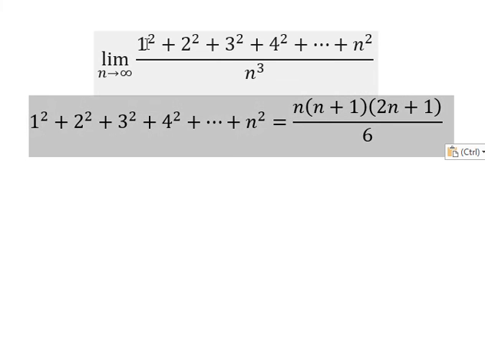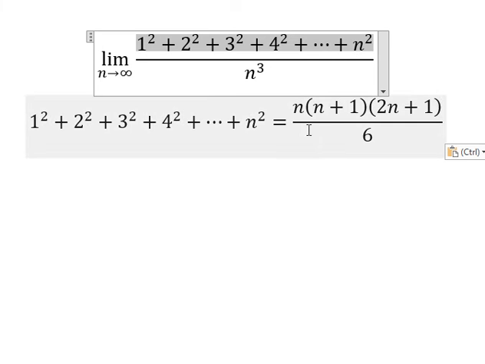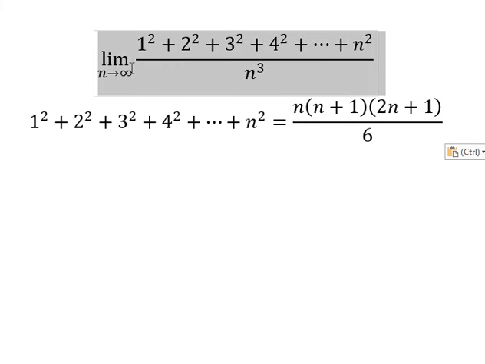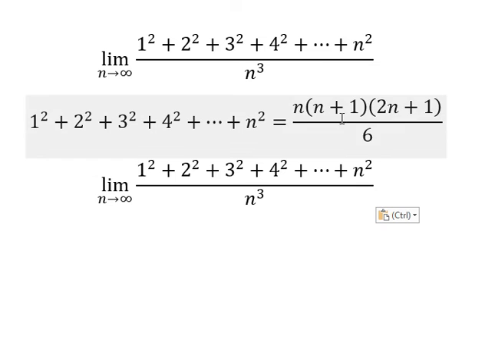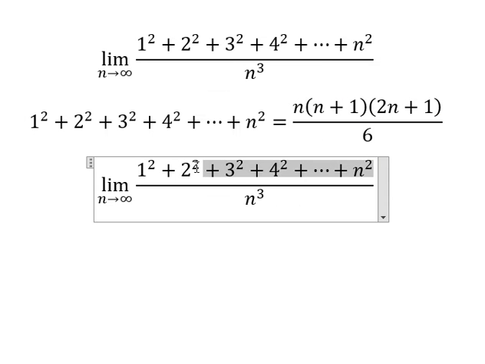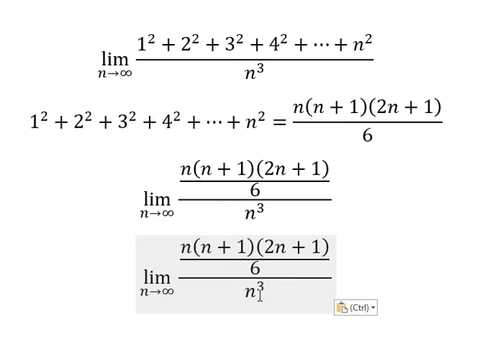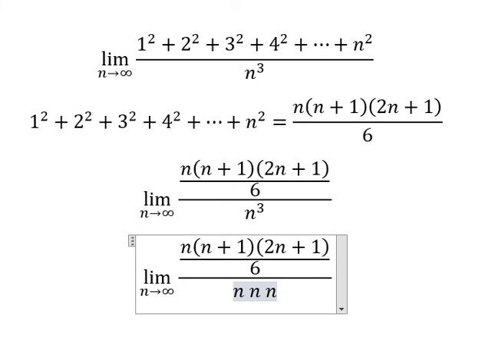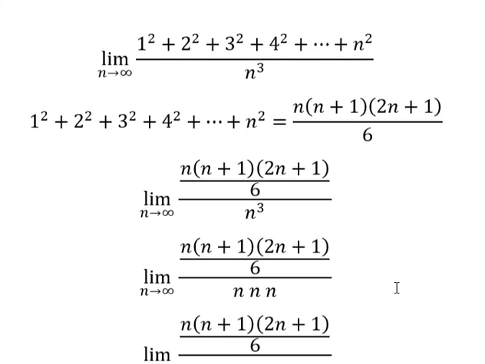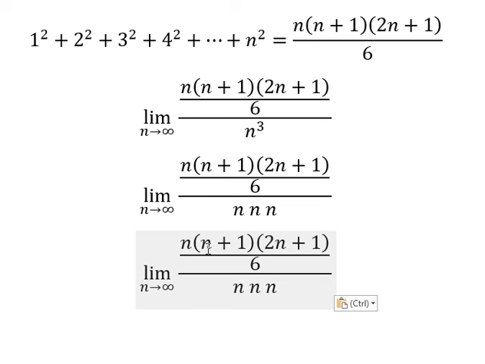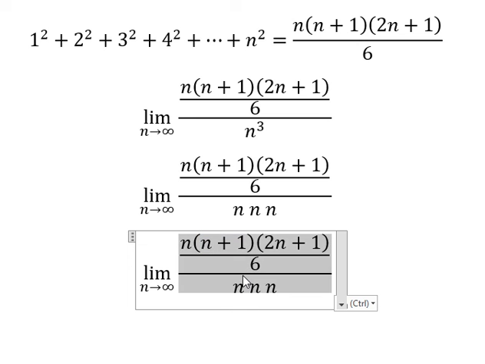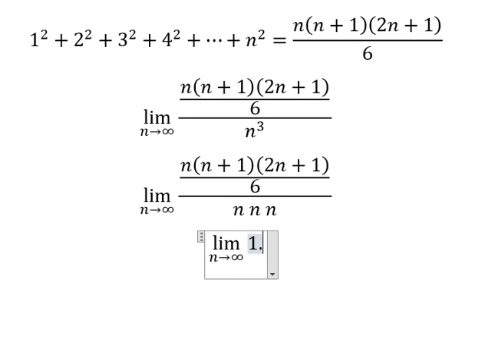We need to transform this series into this one. And we have it like this. Next, n to the power of 3 we change by n, and n. And now n divided by n plus 1 divided by n, 2n plus 1 divided by n. And now we have it like this.